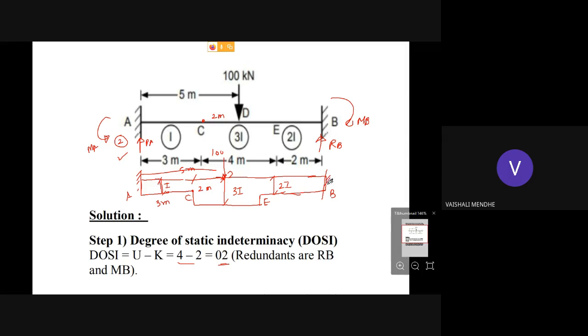The problem will be shown like this, with the moment of inertia I, meaning the width of this section is 3I, and this is 2I. For the given beam, this is the value of I.